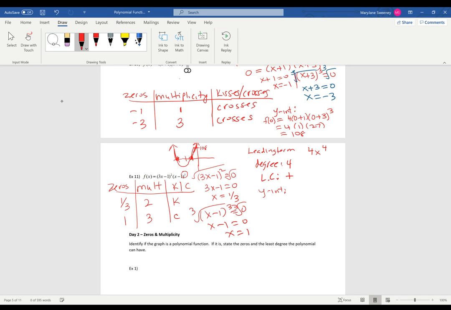For the y-intercept, we're going to do f of 0. So this is 3 times 0 minus 1, squared, times 0 minus 1, cubed. So that's (-1) squared, which is 1. This is (-1) cubed, which is -1. So my y-intercept is at -1.